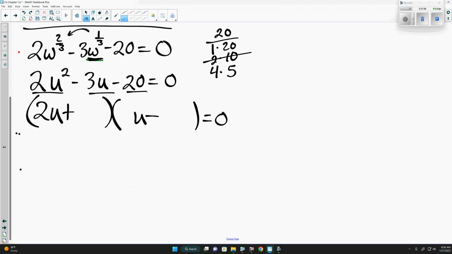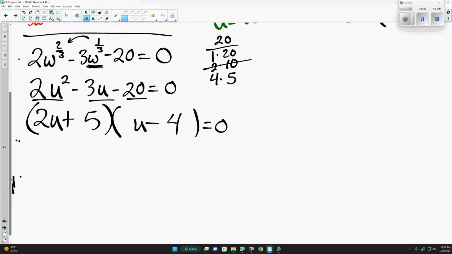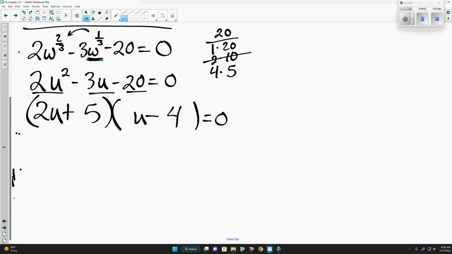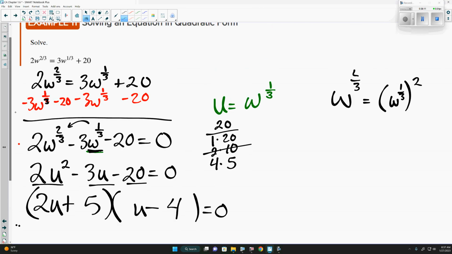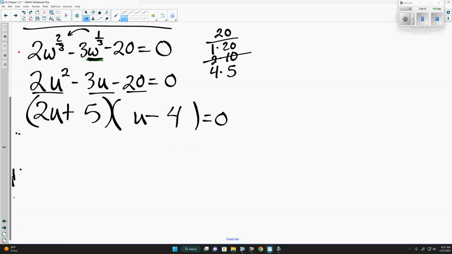1 and 20 is probably going to be too big. So we're looking at 4 and 5. So 5 and 4. Let's see, I'll make sure I'm not missing any. And see what we get here. Because 2 times negative 4 is going to be negative 8u. 5 times u is plus 5u, and this is equal to negative 3u. Actually worked out. I was afraid it wasn't. So we get this here.